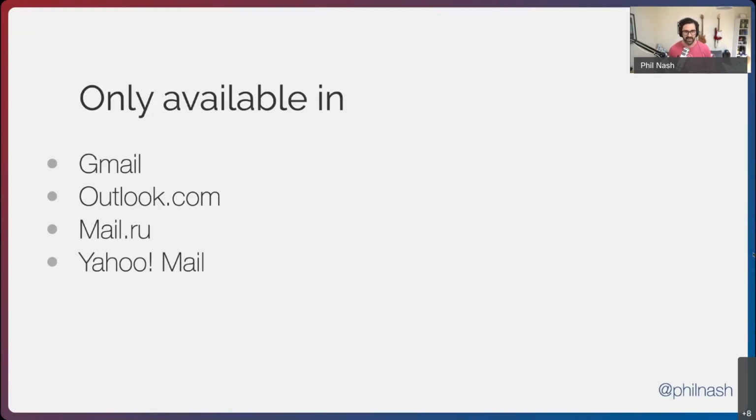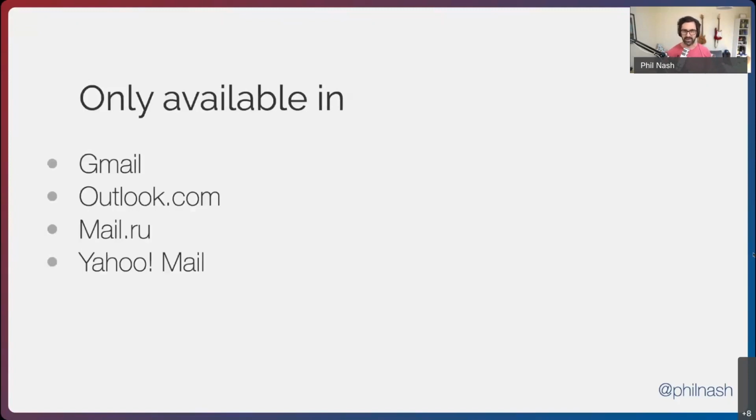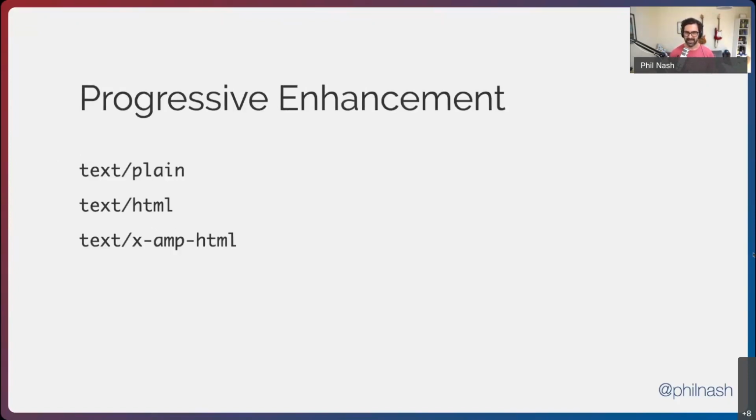This isn't necessarily a bad thing. It is a progressive enhancement. So normally in an HTML email application, you might be sending text plain and text HTML parts as different MIME types. If you want to add an AMP email, you just add another type on. So this is a progressive enhancement. That means that those email clients that cannot read a text x-amp-html part will fall back to a text HTML or text plain in order to read the email. So that, I think, is a good thing. It doesn't break email. It just adds to it.